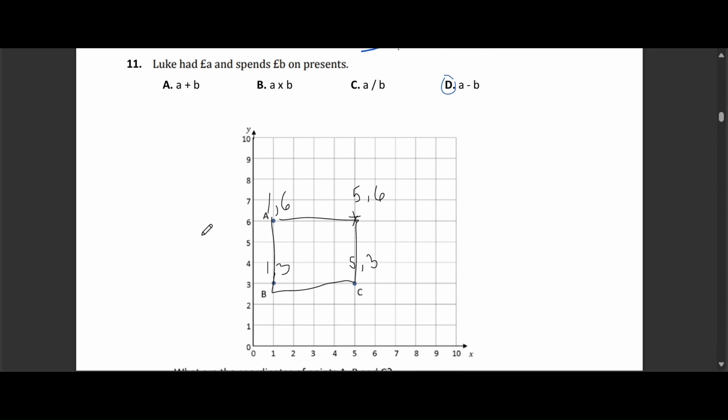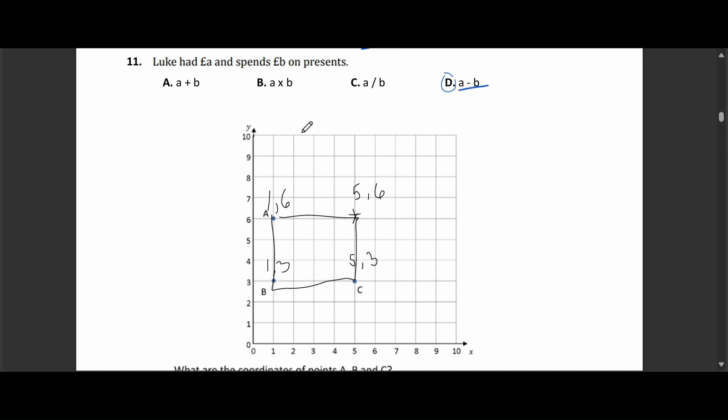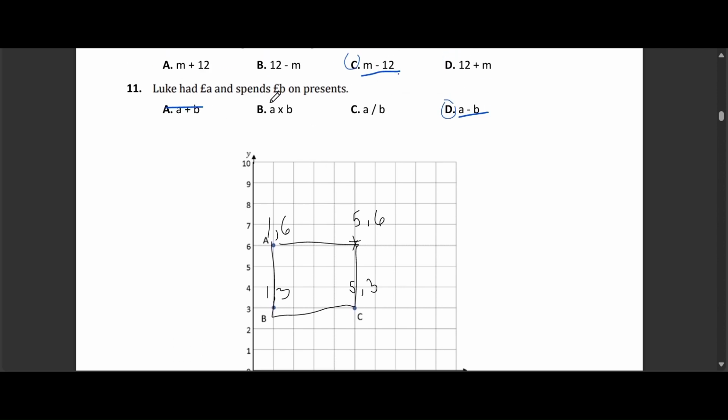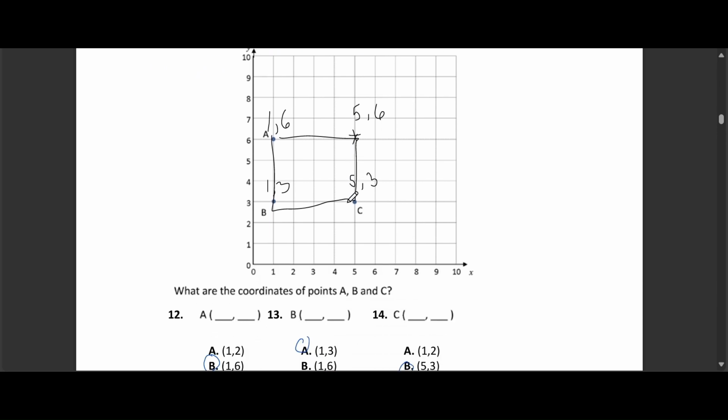Question 11. Luke has A pounds and spends B pounds. The question is, what does he have left? A. A plus B. B. A times B. C. A divided by B. D. A minus B. The correct answer here is option D. When you spend money, you're taking it away, so we subtract. Options A, B, and C all use the wrong operations. So the answer is D, A minus B.